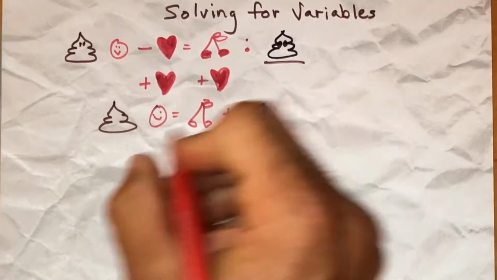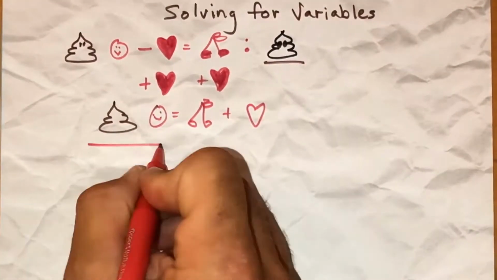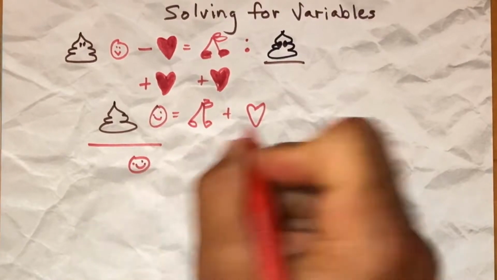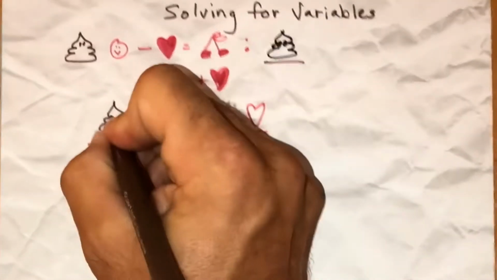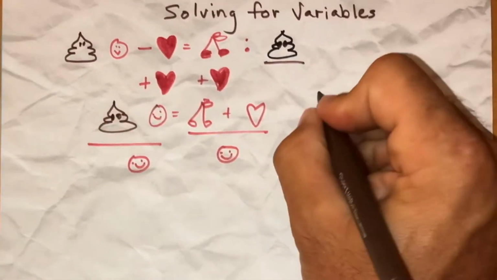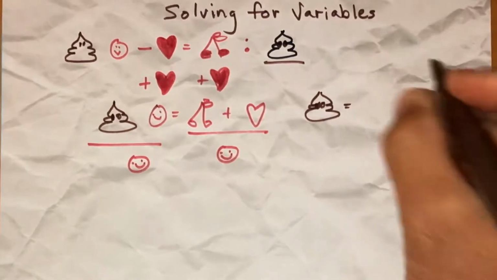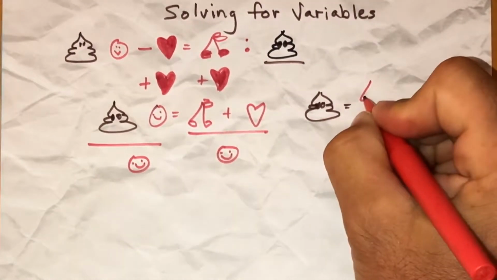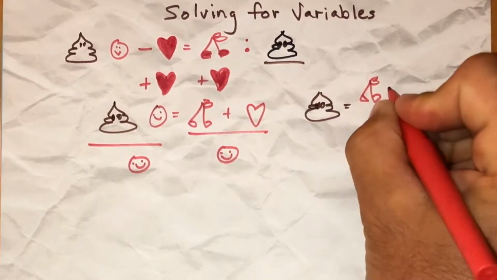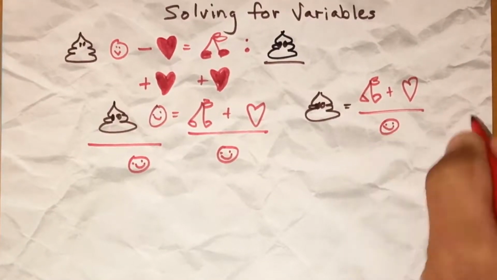plus some love, right? And if I want to get this by itself and I know it's multiplying, I'm going to divide both sides by some happiness. And what you get as a result with your emoji by itself is poop equals a couple of cherries plus some love divided by some happiness.